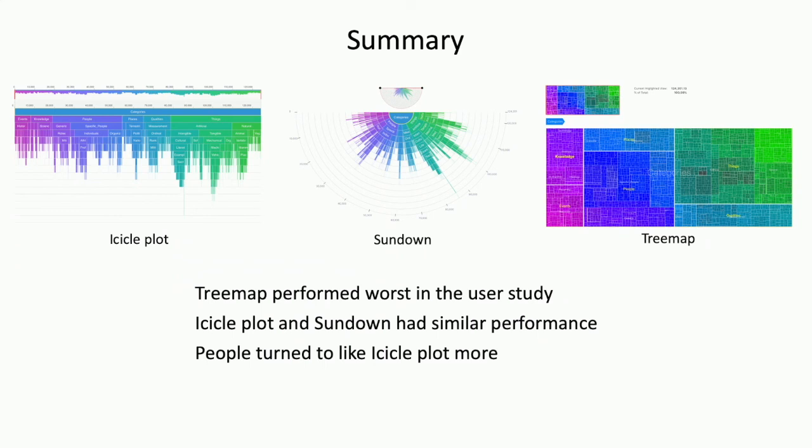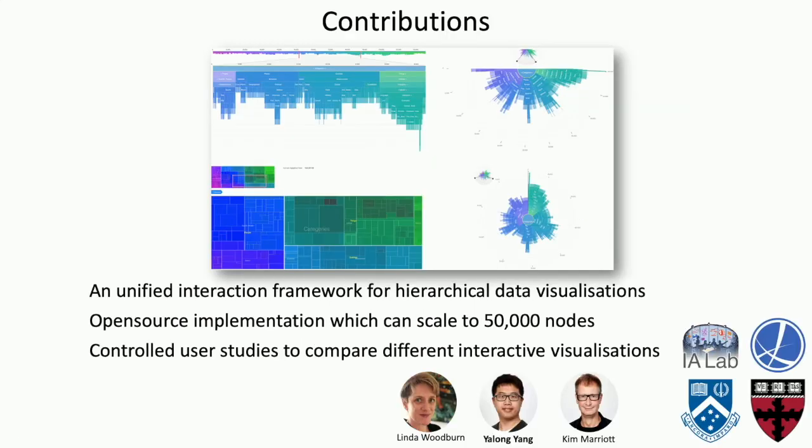So in summary, we found tree map performed worse in our user study with these specific tasks. And the Hierarchical plot and the Sundown had similar performance, and people tended to like the Hierarchical plot more. To conclude, in this paper, we introduced a unified interaction framework for hierarchical data visualization. We developed an open source implementation which can scale up to 50,000 nodes. We conducted a controlled user study to compare different interactive visualizations and provide the results.